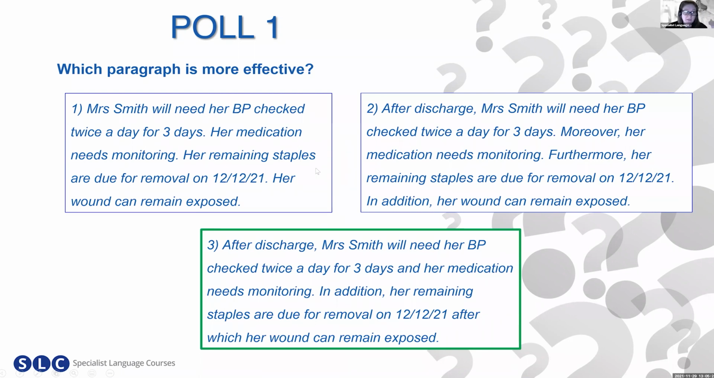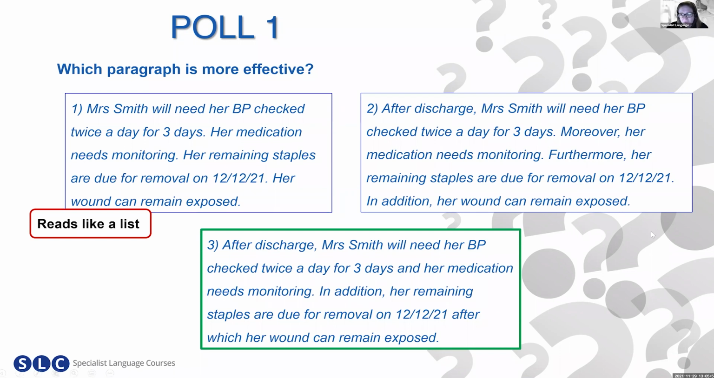She will need her BP checked twice a day. Her medication needs monitoring. Her remaining staples are due for removal. Her wound can remain exposed. So it reads like a list and there's no connection between the information, especially the last 2 pieces of information, which are connected. If you look at number 3, after which her wound can remain exposed, we want to express to the reader that after the 12th of December, the wound can be left undressed. So I think the connection is important there.